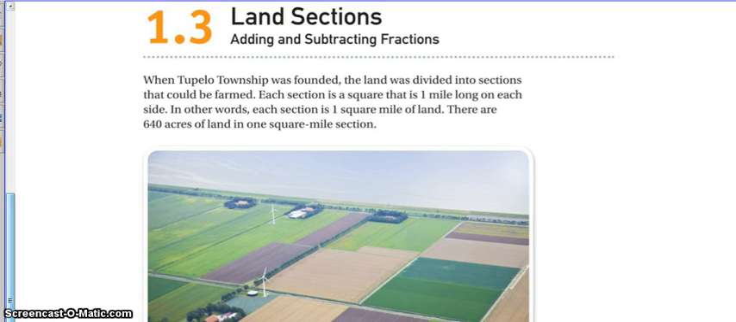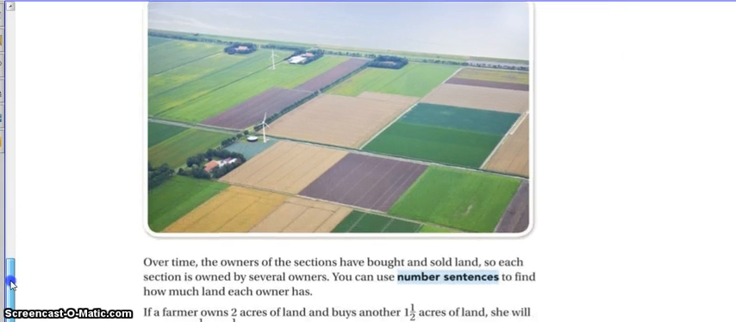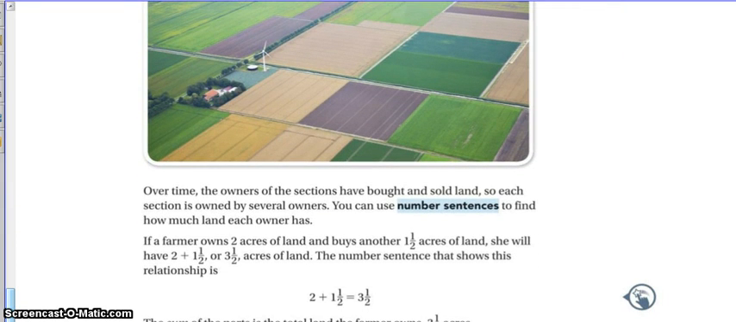And this is just a township where the town is divided into sections, and each section is 1 mile long and is about 640 acres of land. And so what has happened in their township after they founded it was that the owners of the section have bought and sold land so that each section is owned by several owners. And we can use number sentences to find out how much each person has.